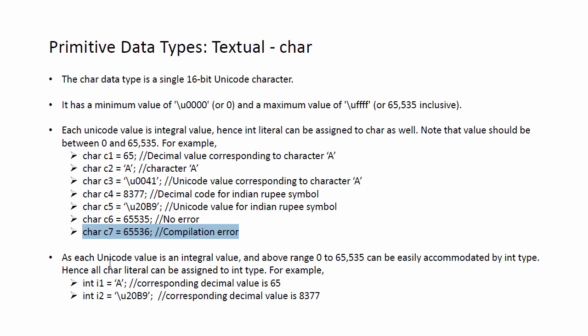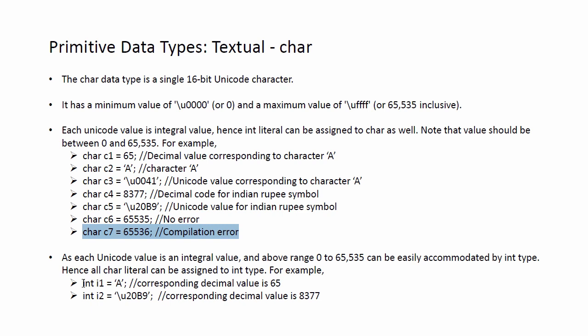Now since each Unicode value is an integral value, and the above range 0 to 65535 can be easily accommodated by int type, because the int range is -2 to the power 31 to 2 to the power 31 minus 1, hence all the char literals can be easily assigned to int type. For example, I can say int I1 equals 'A' or int I2 equals the Unicode value for Indian currency symbol. So what will get printed if I try to print I1 and I2?